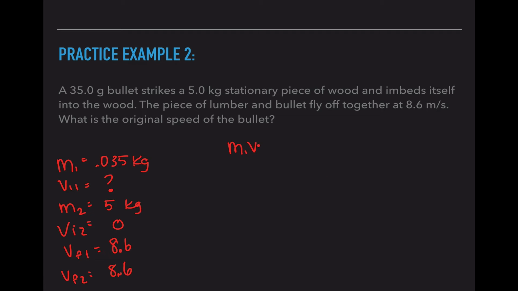I have m1 vi1 plus m2 vi2. Since these are separate before the collision, I am keeping them separate in my equation. But the piece of wood and the bullet embed themselves together before they fly off. So for the second part of the equation, I'm actually going to add my masses first, then multiply by my final velocity, since both of these velocities are exactly the same. I'm allowed to do that because the velocities are the same.